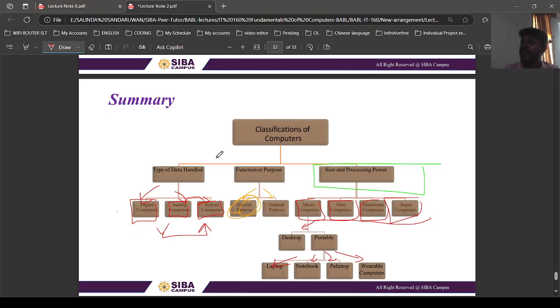So there were analog computers. The website I have shown, there were analog computers. So let me show you, right? That's the end of this one. So we have done the classifications of computers under three parts: type of data handled, sizes, and the function or the purpose.